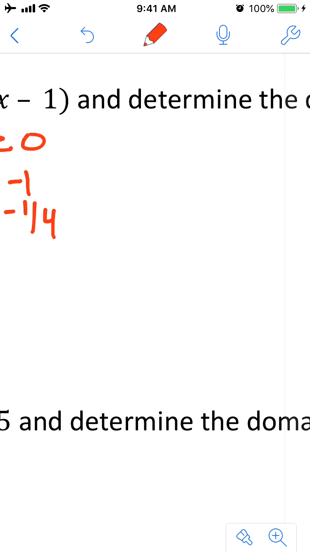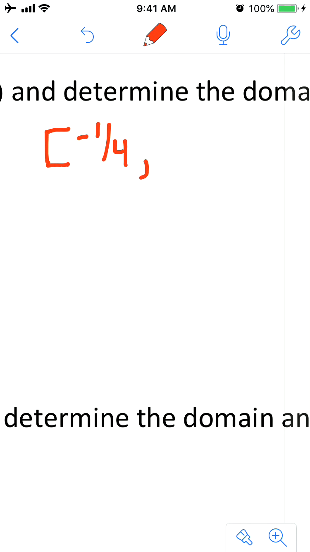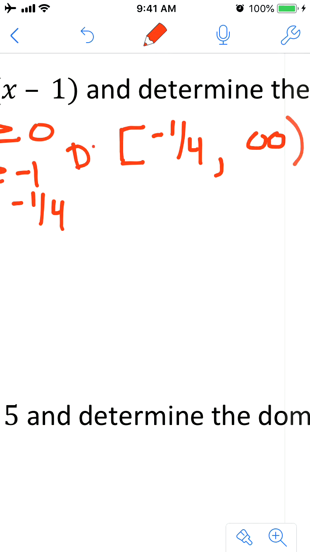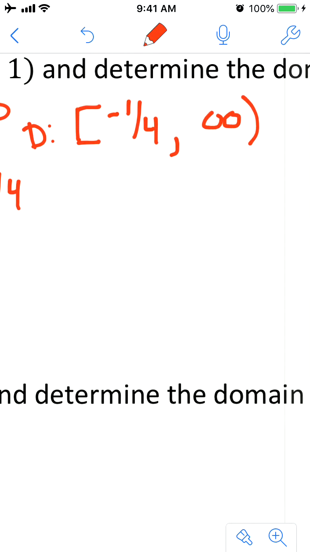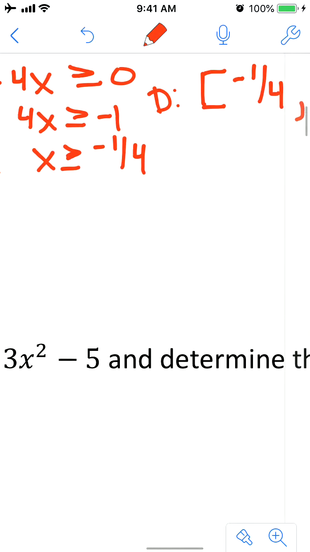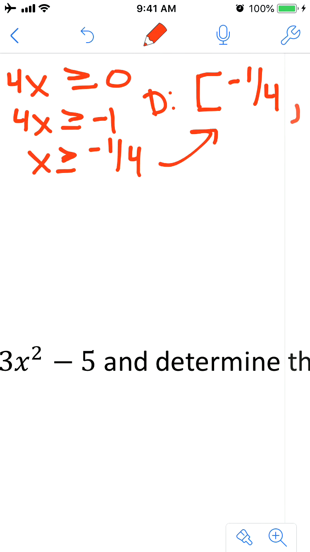Remember, if you want greater than strictly, you would use parentheses, but I don't want that. I want greater than or equal to. So I go like this and say negative 1/4, including that, to infinity. That's okay. And then infinity always gets a parentheses, right? Including negative 1/4 all the way, comma, to infinity is my domain. Once again, your homework will ask about that. Some upper level classes may ask about that.